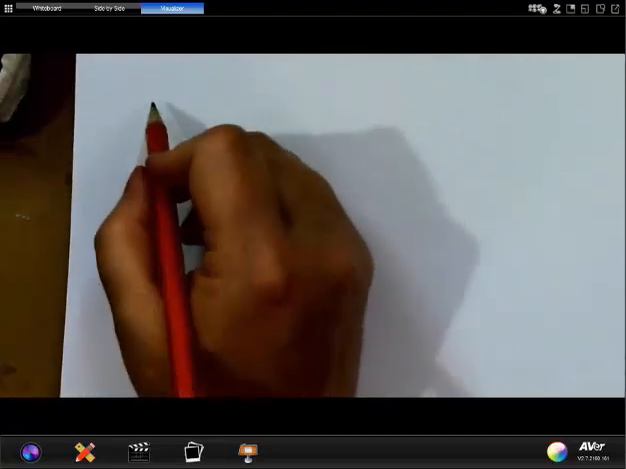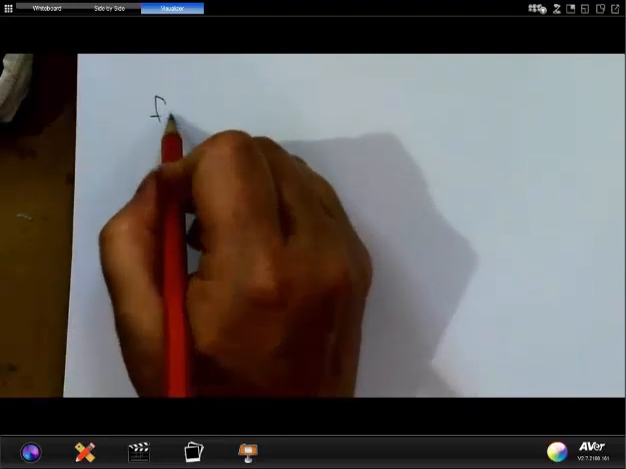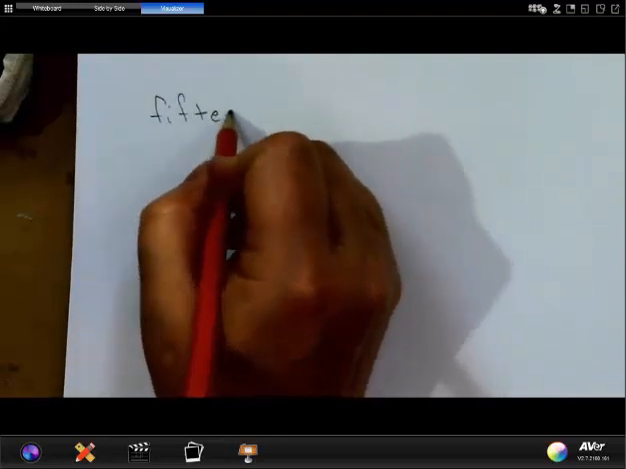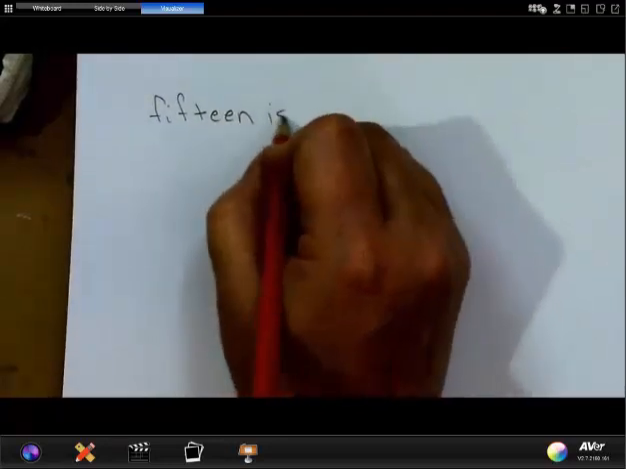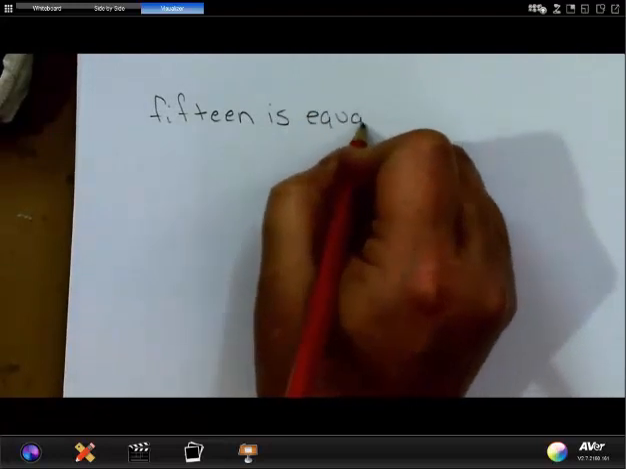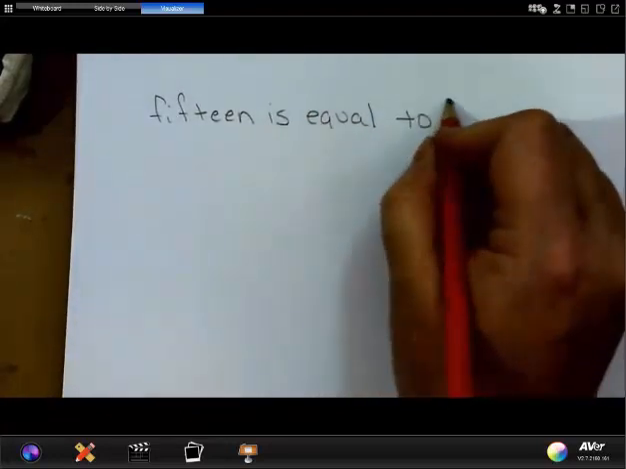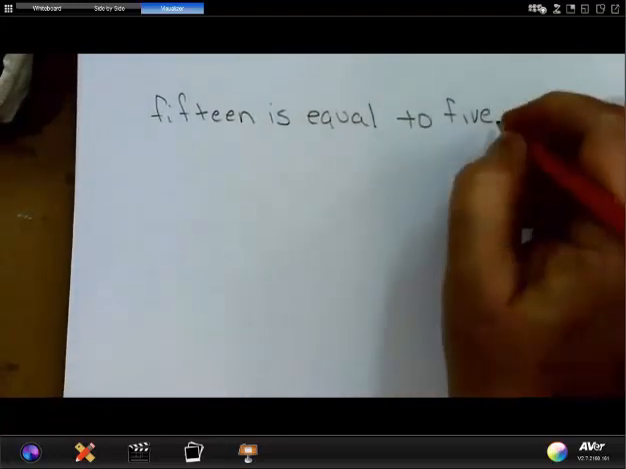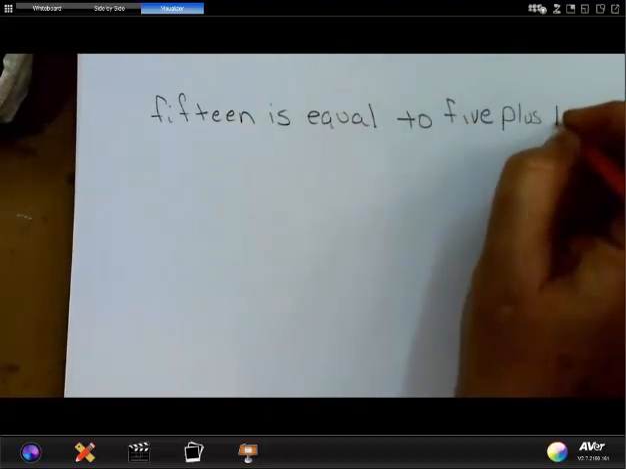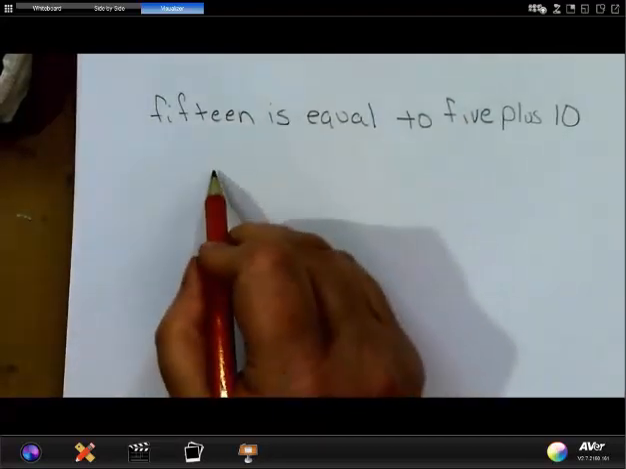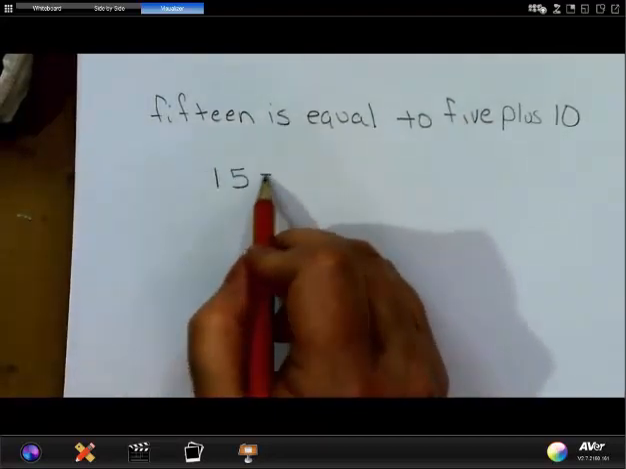And that is most of what 1.1 is. The last couple of problems are just rewriting words into symbols. For example, if I had 15 is equal to 5 plus 10, this would be as symbols 15 equals 5 plus 10.